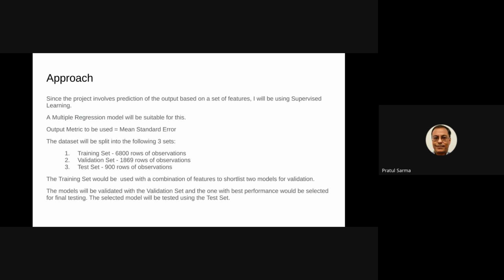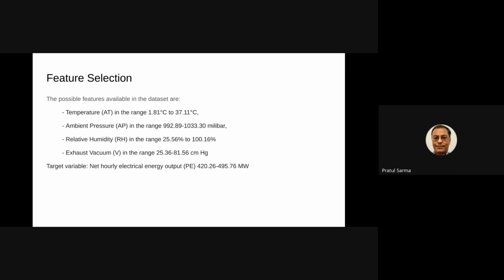The data set is split into three sets: training set, validation set, and a test set. The training set would be used with a combination of features to shortlist two models for validation. The models will then be validated with the validation set, and the one with the best performance would be selected for final testing. The selected model will be tested using the test set before deployment.